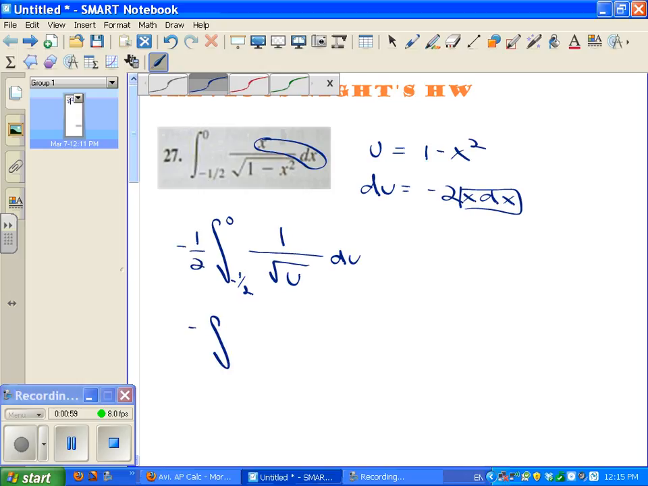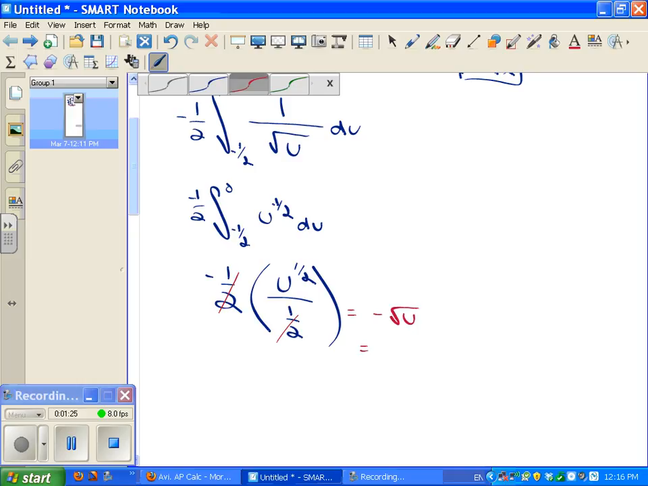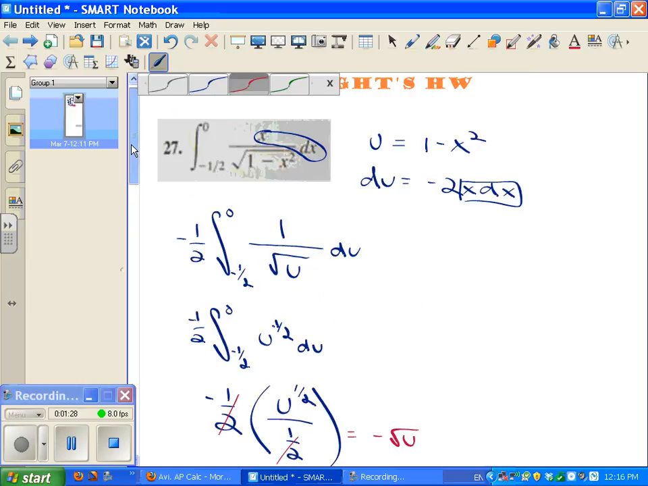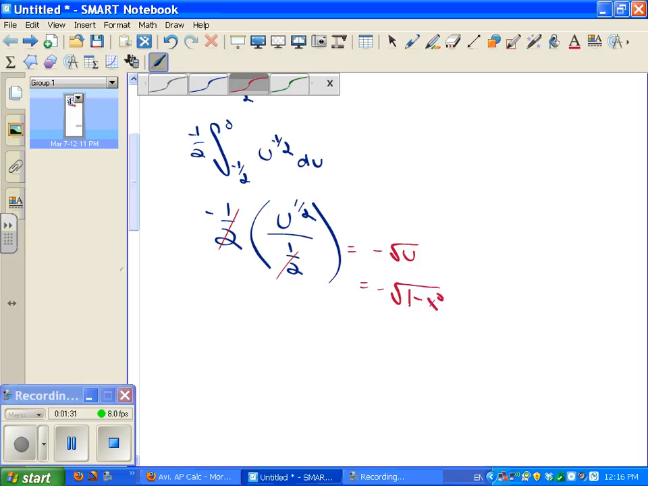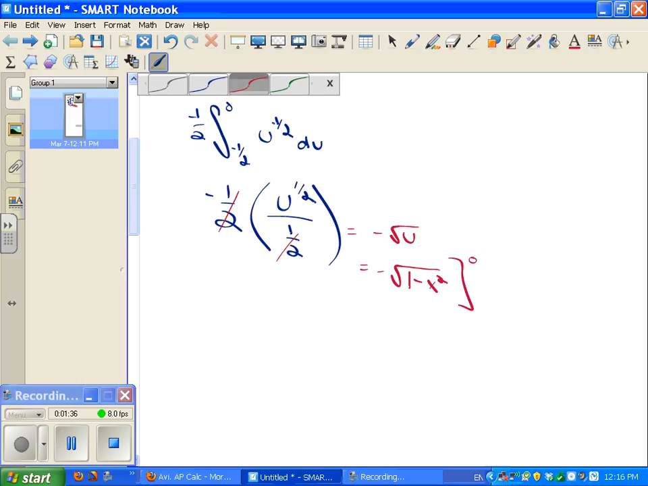So if I rewrite this before I actually take the integral of it, it's going to be negative 1/2 times u to the negative 1/2 du, and now I can integrate that just like I normally would. So u to the 1/2 over 1/2, which was already times the negative 1/2 out in front. So these two things will cancel, and I'm just going to end up with the integral being negative square root of u, which is negative square root of 1 minus x squared. And then, since this one was definite, I get to evaluate that from 0 to negative 1/2.